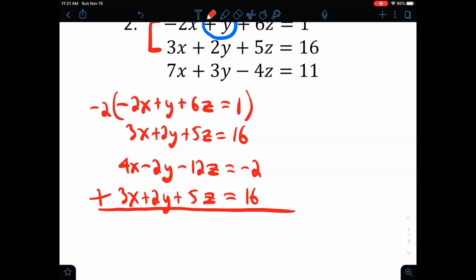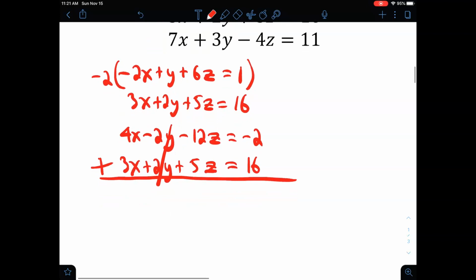Okay, so now we're going to add straight down, because the negative 2y plus 2y, those are going to cancel. They're going to eliminate. 3x plus 4x is 7x. Negative 12z plus 5z is negative 7z.